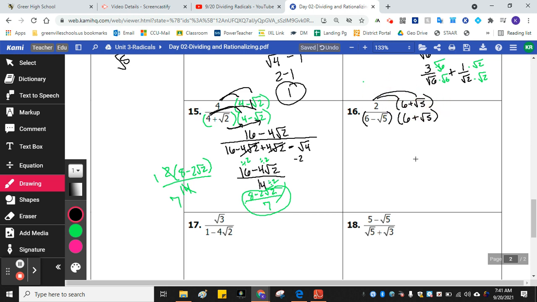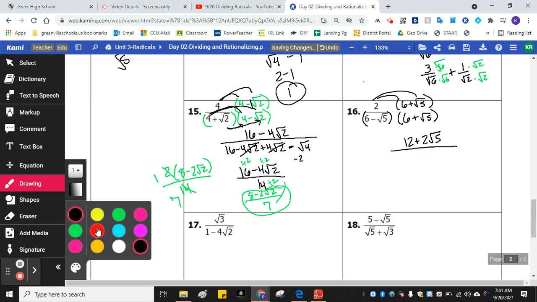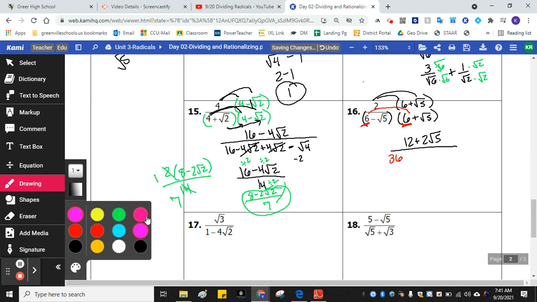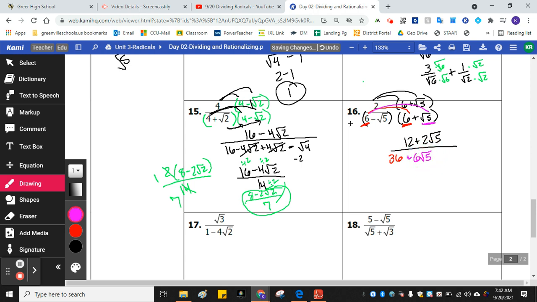Distributing on top's easier. So 12 plus 2 square root of 5. And then on the bottom is a little harder. We'll do colorful. So 6 times 6 is 36. 6 times the square root of 5 is positive 6 square root 5. The 6 is outside the radical, the 5 is inside, so we can't multiply those together. So the 6 just sits in front. It's negative square root of 5 times 6. Negative 6 square root 5. 6 outside the radical, the 5's in.